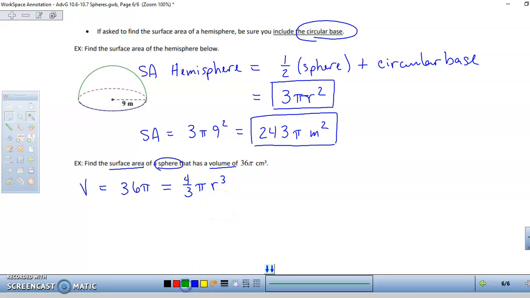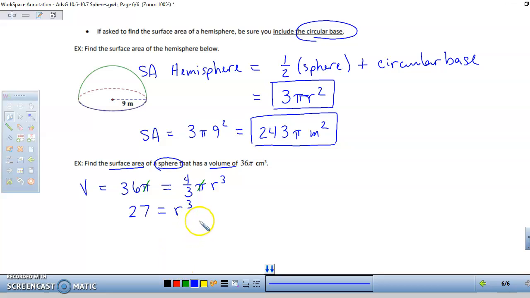Okay. Solving for that, I don't know what this is going to do for me quite yet, but I'm going to solve this because that's all I know. So divide by pi on both sides. Those are going to cancel. And then algebraically, you are going to multiply by 3 and then divide by 4. If you divide by 4, you could do it in your head. So 36 divided by 4 is 9. 9 times 3 is 27. So I get 27 is equal to r cubed.